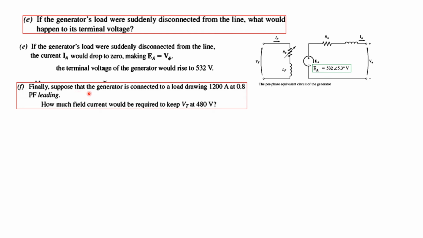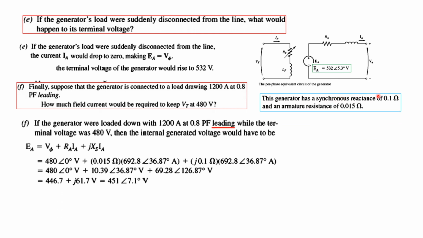And finally, suppose that the generator is connected to a load drawing 1200 amperes at 0.8 power factor leading. Earlier we had connected it at power factor lagging. Now we are connecting a load which has power factor leading, and I hope you know that power factor lagging means inductive load, and power factor leading means capacitive load. So with this type of load, how much field current would be required to keep the terminal voltage 480 volt? Exactly the same way we'll proceed.